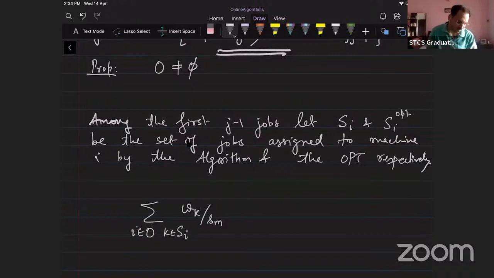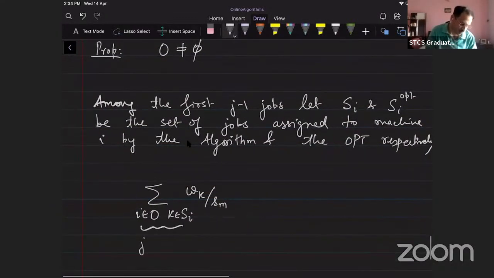Can somebody make sense of this? What is this quantity? Remember, SM is the fastest machine, so it is the speed of the fastest machine. I'm looking at all jobs, so this is nothing but the set of jobs belonging to the union over i belonging to O. That's another way of writing this.